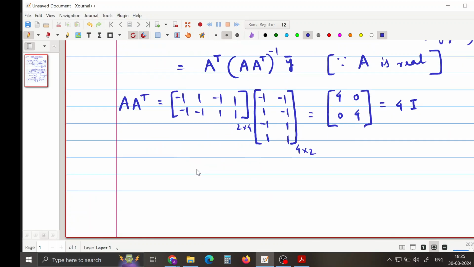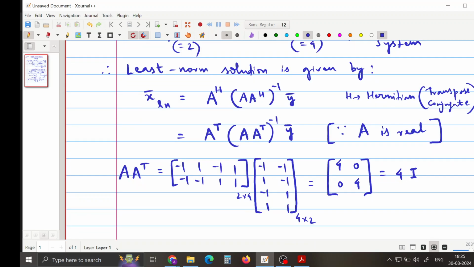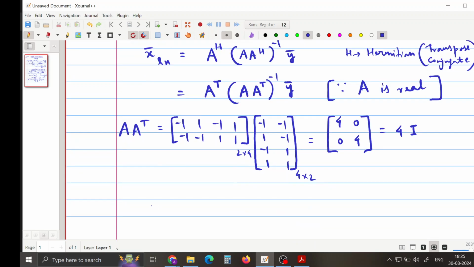So this is 4 times identity, and in the expression of the least norm solution we have to take its inverse as well. We have particularly seen this type of problem in our last session as well. So can you quickly tell me what will be the inverse of this matrix?